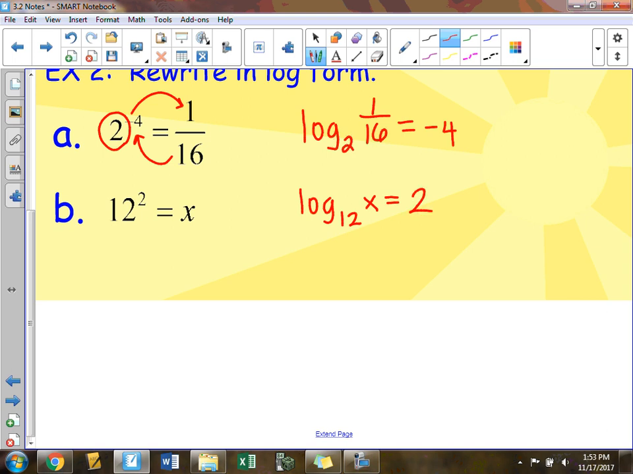So you should be getting log base 12 of x equals 2. And again, just check it. Base to the power on the other side equal to x. 12 squared equals x does match what we originally had.